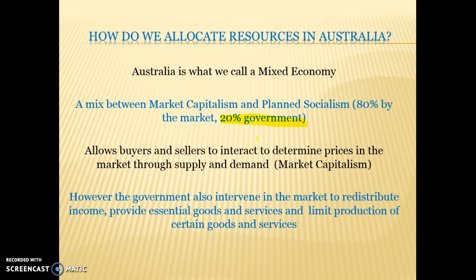So the government will intervene not only to redistribute income, it will provide essential goods and services. So it will provide public housing for those that can't afford it. It will provide parks and recreation and public goods, and will also limit the production of certain goods and services. So even though consumer sovereignty might dictate that producers produce illicit drugs or heroin, the government's going to step in and stop production of goods that are socially undesirable. So we're not a completely capitalist society. If that was the case, then anything could be produced that was in high demand. That is not the case in Australia.